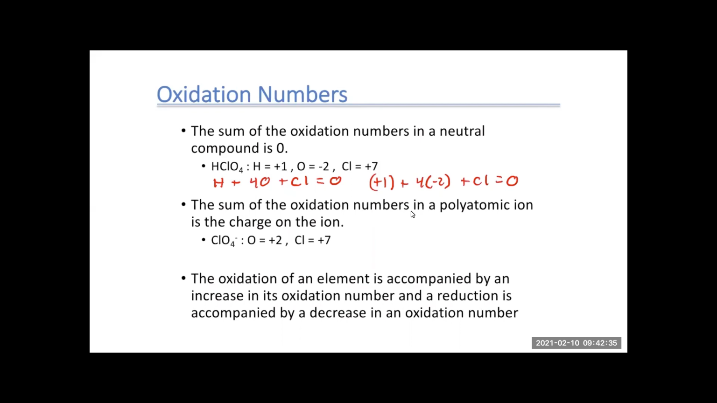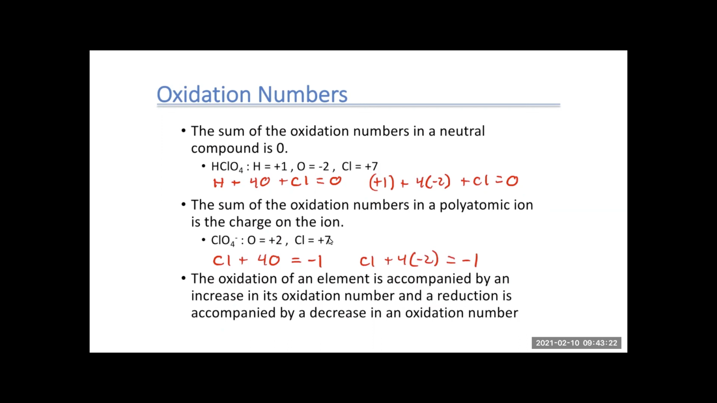And so the sum of the oxidation numbers for a polyatomic ion is going to equal its charge. So we can still set up the same equation, except you can see we don't have a hydrogen present. So we'd have a chlorine plus 4 oxygens equals, and we look at the charge of the polyatomic ion. Here it's a -1. So we'd set up chlorine plus 4 times -2 equals -1. And then when you solve for chlorine, you still get that +7.